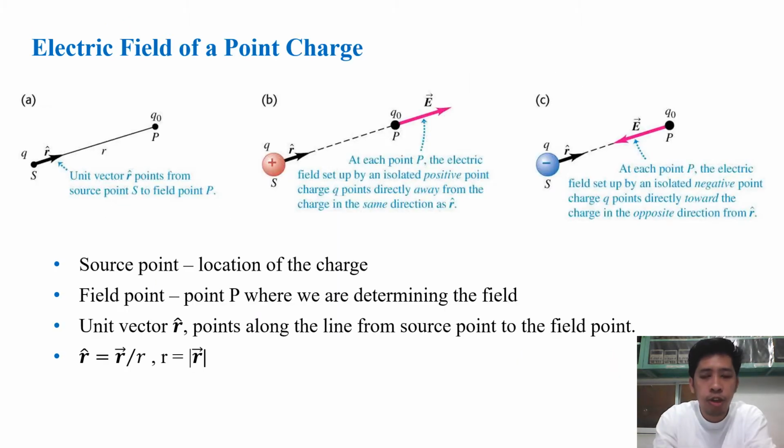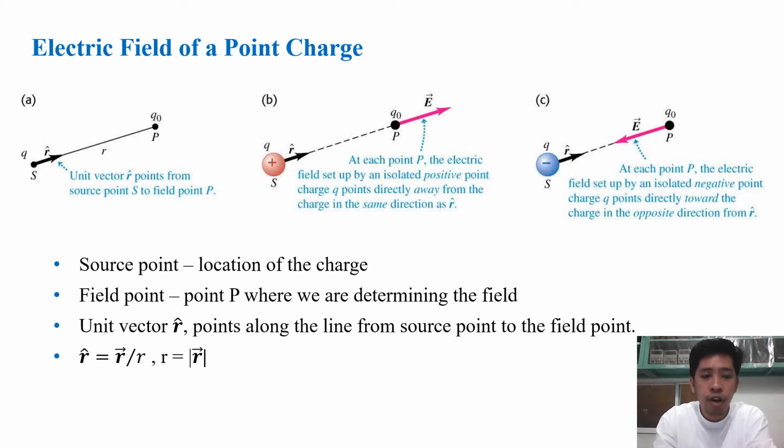Here are some terms which we're going to use in the next part of this lesson. You have the source point. When we say the source point, this is the location of the charge which creates the electric field. The field point is the point P where we are determining the field. Anywhere around your source point where you put your test charge or test point is what we call the field point.